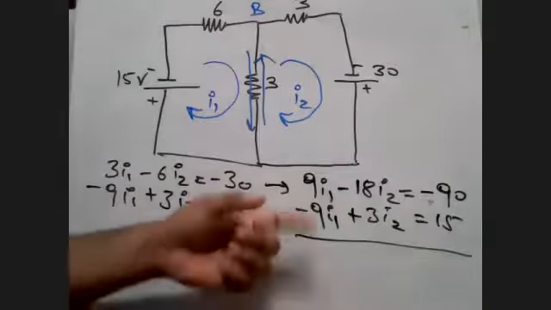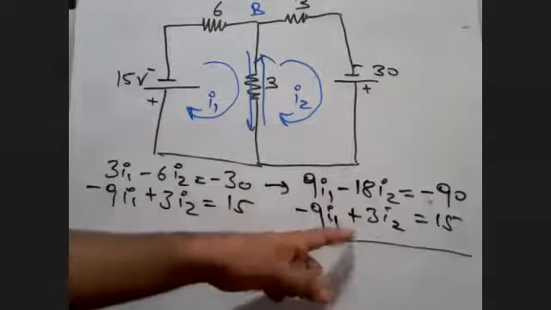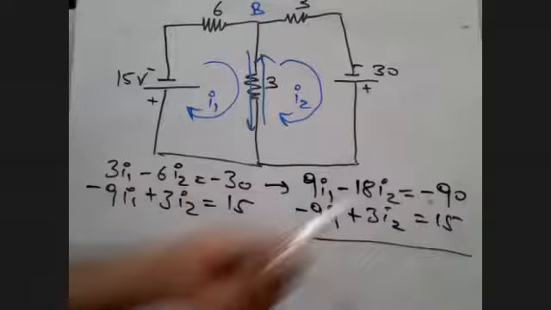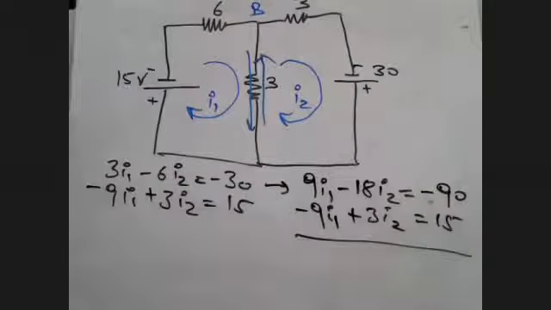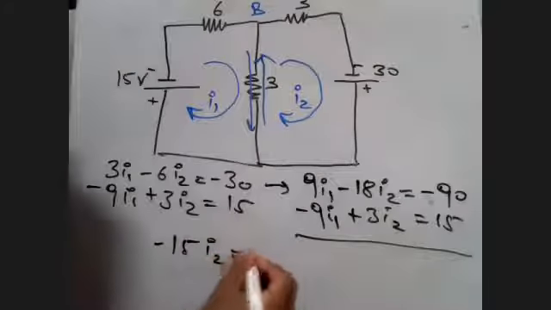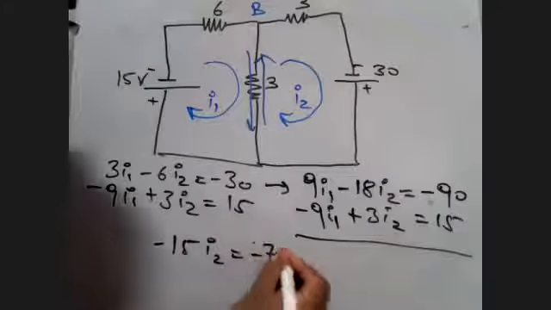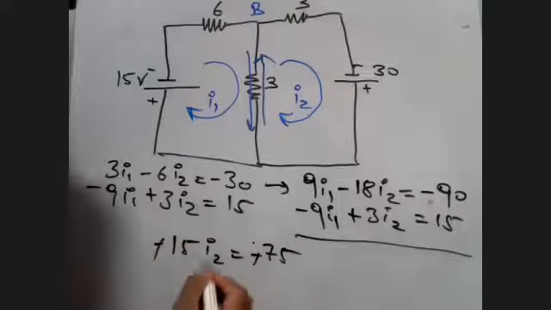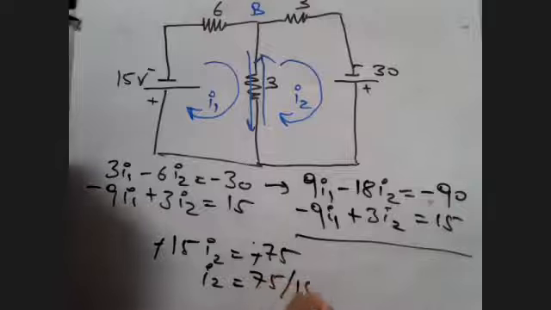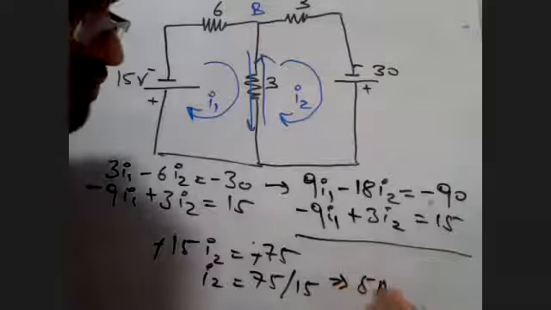9 and 9 gets cancelled. I1 gets cancelled. Minus 15 I2 is equal to minus 90 plus 15, which is minus 75. So I2 equal to minus 75 over minus 15, minus minus gets cancelled. I2 will be equal to 75 by 15, and that is equal to 5 amperes.